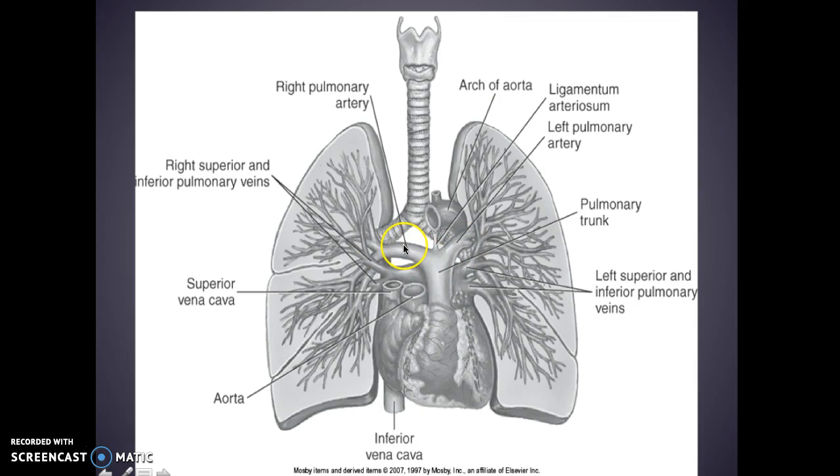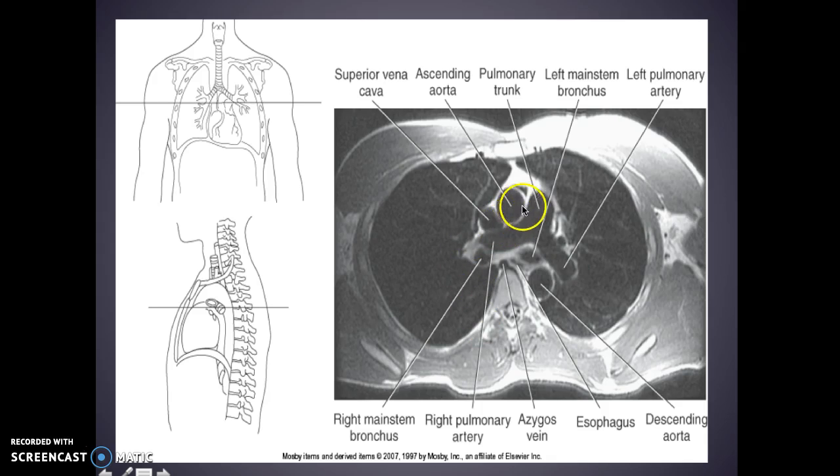Looking here at the heart, we have your pulmonary trunk that comes up to your pulmonary arteries. Remember, it has the deoxygenated blood. Okay, so then it gets exchanged in the lungs, comes back through your superior and inferior pulmonary veins on the right and left into the left atrium. So you have your ascending aorta. Here is your pulmonary trunk with your right pulmonary artery and your left pulmonary artery. This is your left mainstem bronchus. Here's your right mainstem bronchus. Azygous vein. So that one's new. So azygous vein. So here's your esophagus, your descending aorta.